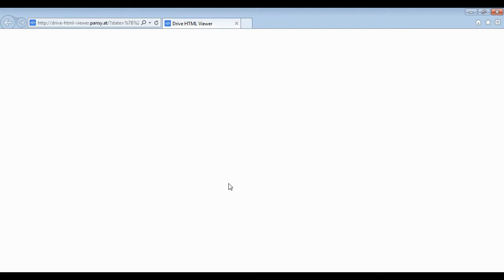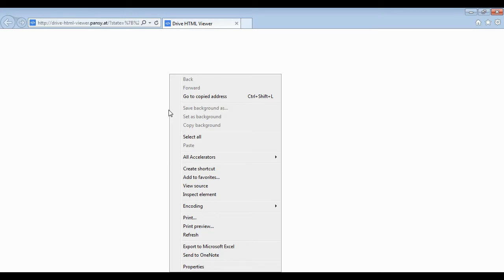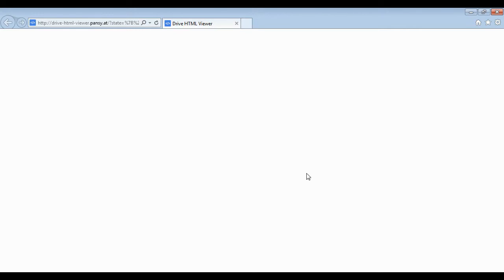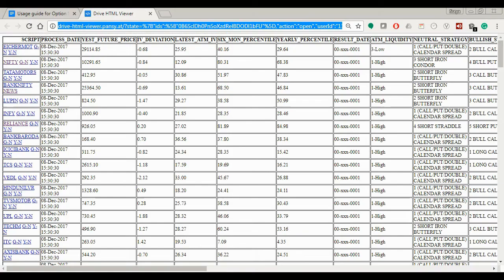I'm not sure why it is taking this long to open on Internet Explorer. Once the page is loaded, we have to right click and then say export to Microsoft Excel. This is one way of using it. For some reason it is not opening in Microsoft Excel right now, so there is another method of using it.